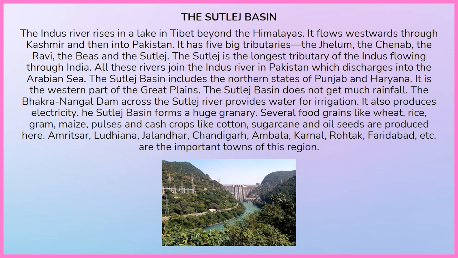Several food grains like wheat, rice, gram, maize, pulses and cash crops like cotton, sugarcane and oilseeds are produced here. Amritsar, Ludhiana, Jalandhar, Chandigarh, Ambala, Karnal, Rohtak, Faridabad, etc. are the important towns of this region.